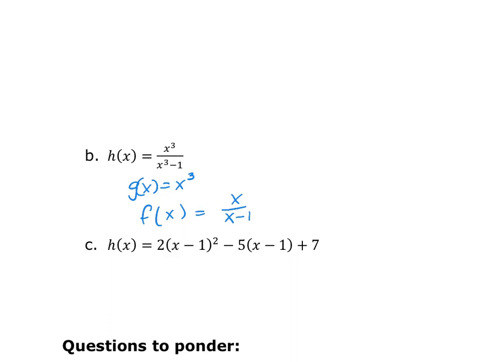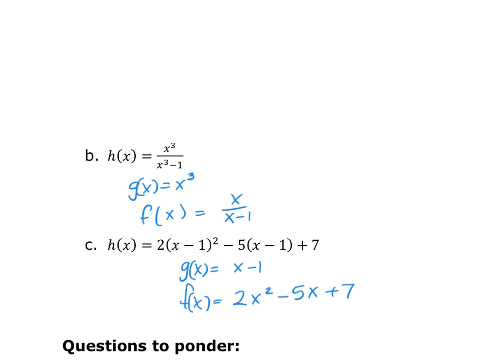Using that information, the first thing I would have done is take my number x minus 1, and then I would have squared it, multiplied it by 2, and then subtracted 5. So the first thing I would have done on this would have been the x minus 1. So my g of x is x minus 1. My f of x would have been 2, squared that number I got, multiplied 5 by that number I got, and then added 7 to it.